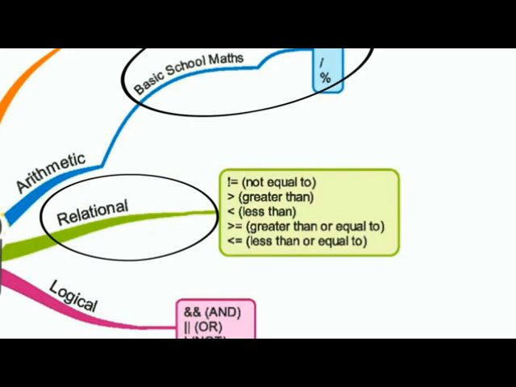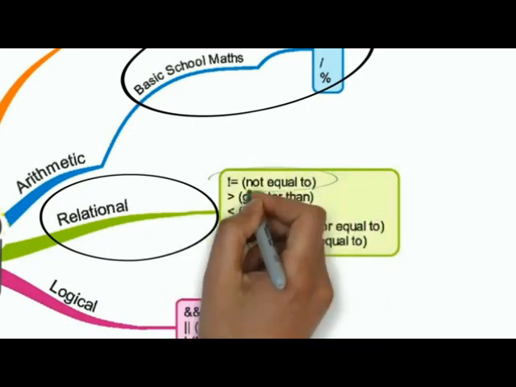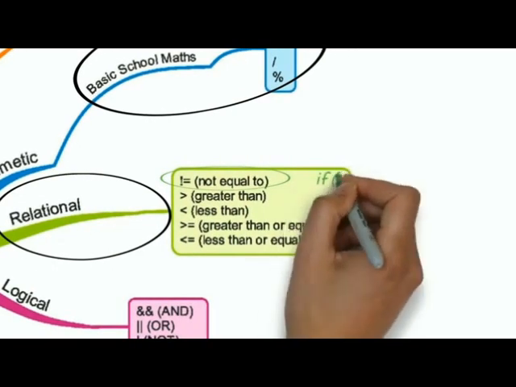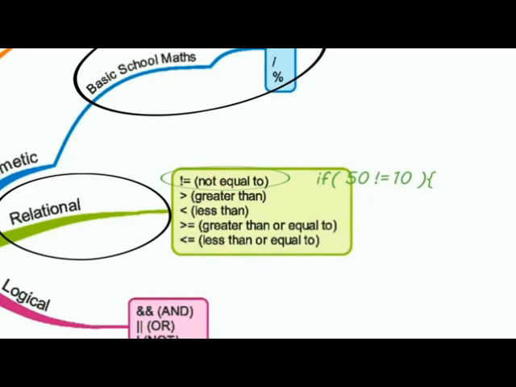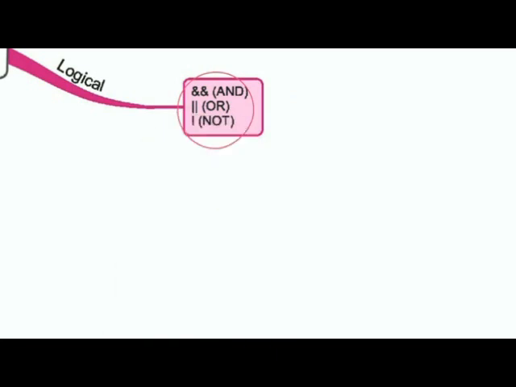Third one is the relational operator. We use this operator almost everywhere, and these extend their purpose. For example, not equal is used to compare two operands. Suppose 50 is not equal to 10. It fulfills the criteria.